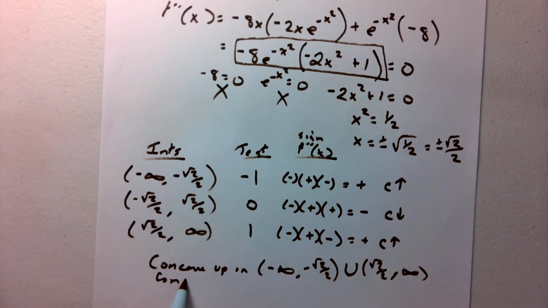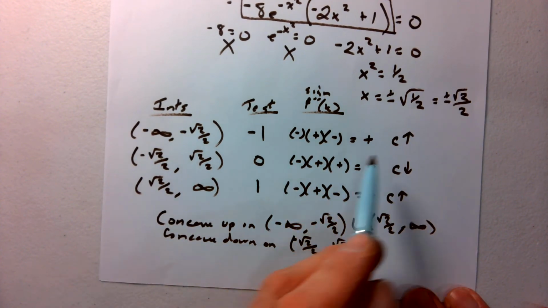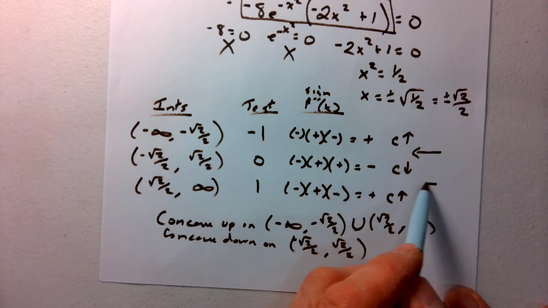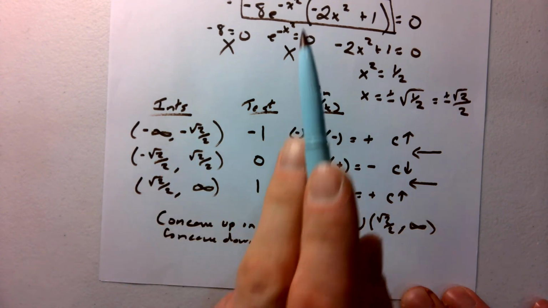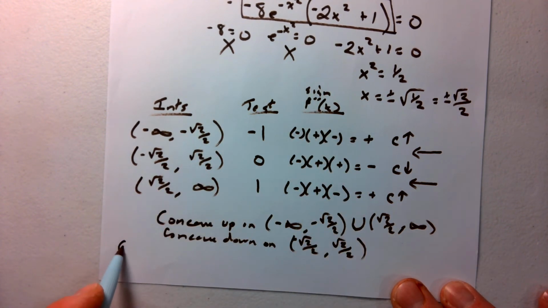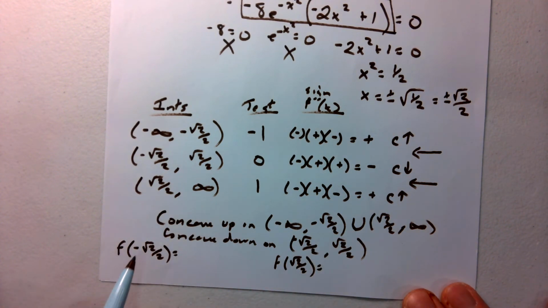We're concave down on -√2/2 and √2/2. Points of inflection. So when we change concavity, we have a possible point of inflection. Remember, it's not a point of inflection until we plug these in and make sure we get a point. So we have to find f of -√2/2 and f of √2/2 to make sure that they are actual points.